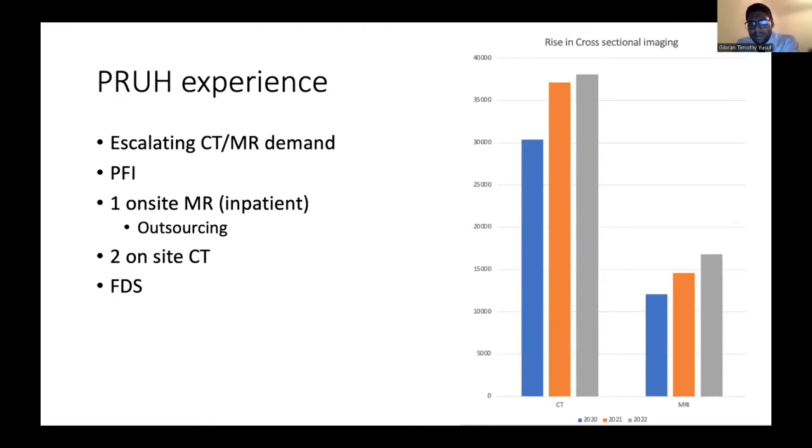What we have is one on-site MRI, which is used almost exclusively for inpatient scanning and anything that requires difficulty, such as pediatric scanning, etc. There are 2 on-site CTs. And I would add into here, there is the development of something called faster diagnostic standards. This is very much like the 2-week wait pathway, but on a quicker timeline. There is a need to essentially have a request received and imaged with a diagnosis within 7 days.